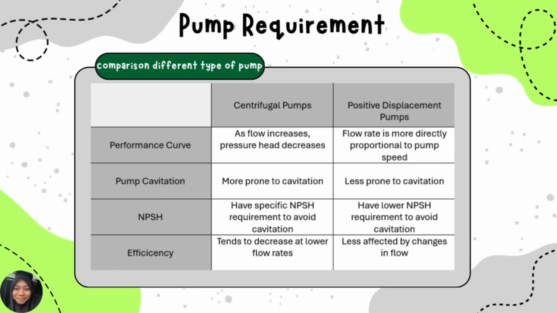For NPSH, centrifugal pumps have a specific NPSH requirement to avoid cavitation, and positive displacement pumps have a lower NPSH requirement to avoid cavitation. And for efficiency, in a centrifugal pump it tends to decrease at lower flow rates, and for a positive displacement pump it is less affected by changes in flow.